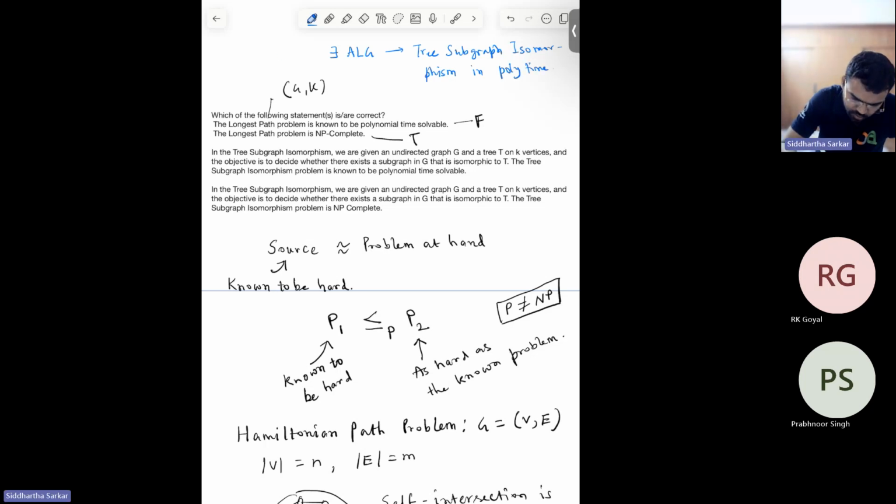So we suppose that this is the case. Okay, so then we want to say that, if this is the case, can we use this algorithm to somehow solve the longest path problem in polynomial time? If I can do so, then that is a contradiction. Yes, yes.